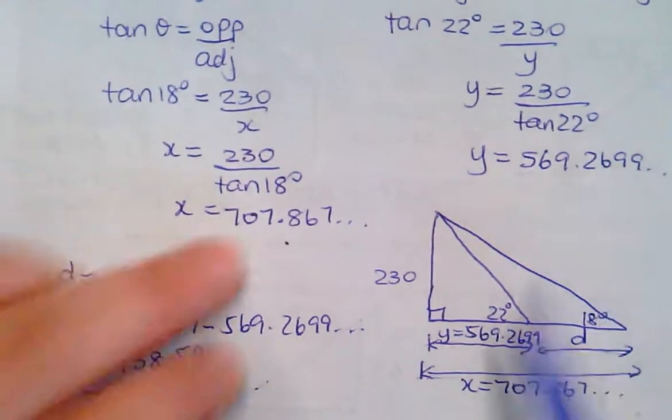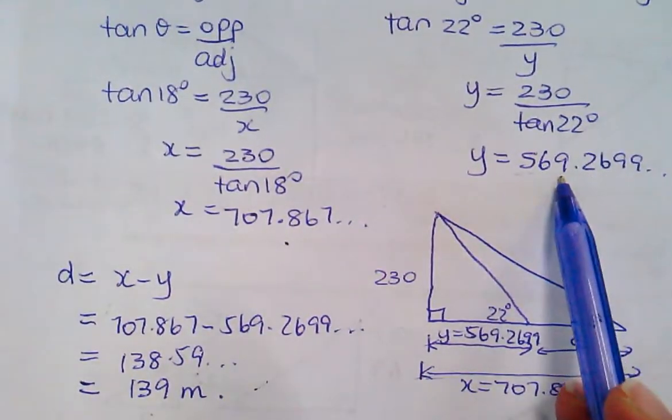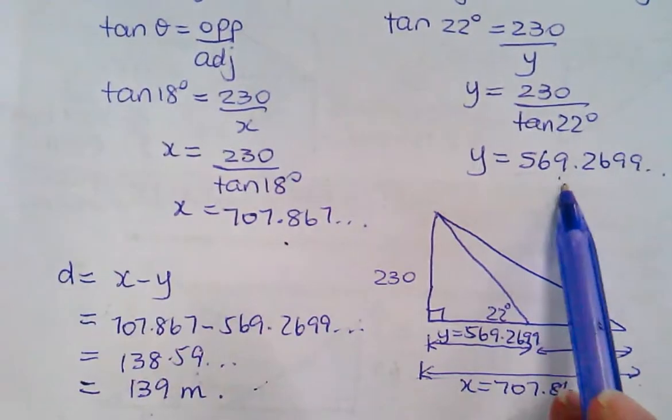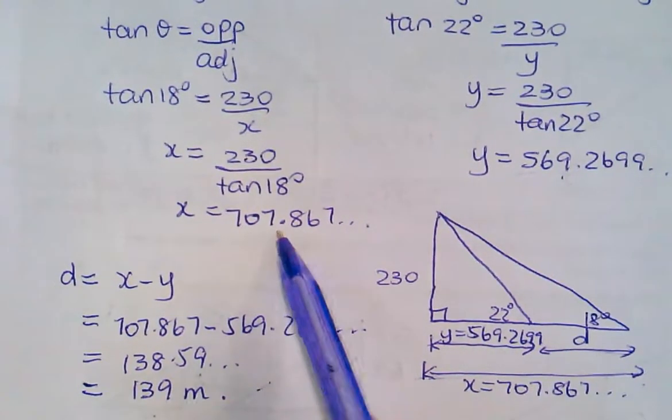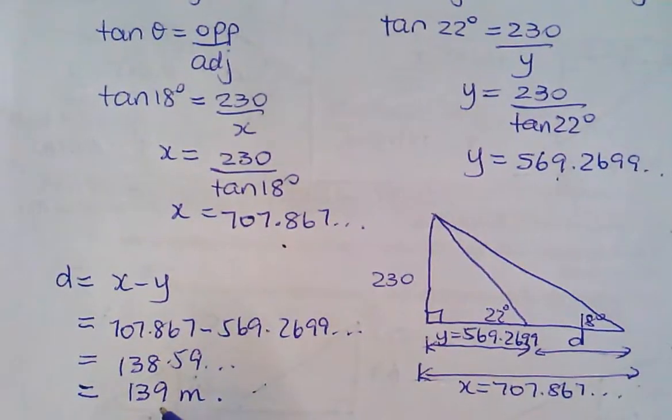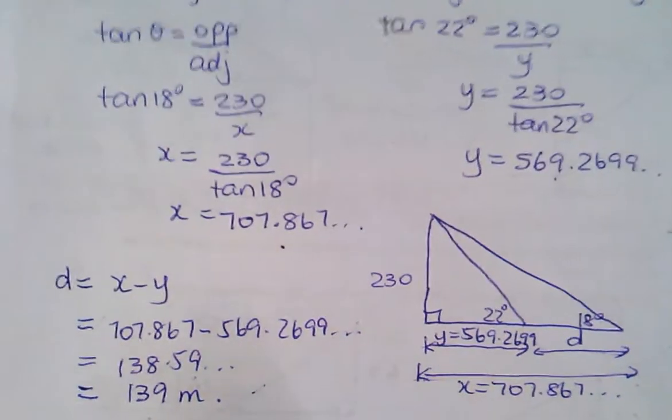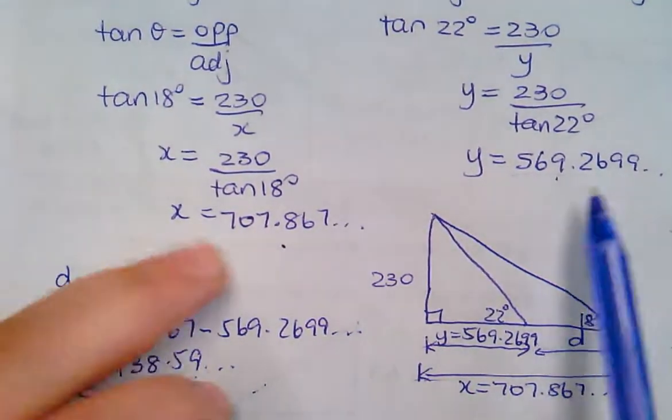Please don't round off till the end. You don't want to round this off, because if you did, you would have had 569 and 708, and when you subtracted, you may not have got that exact answer. Sometimes you will, sometimes you won't, but please don't round off till the end, okay?